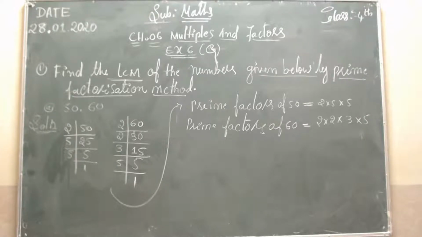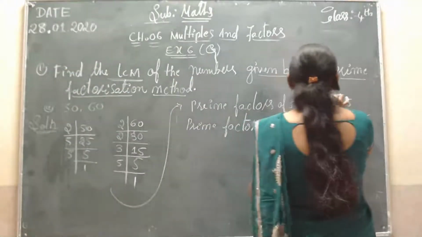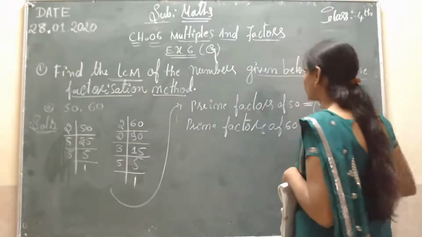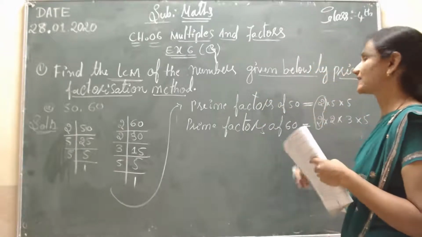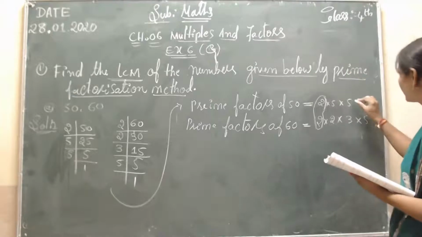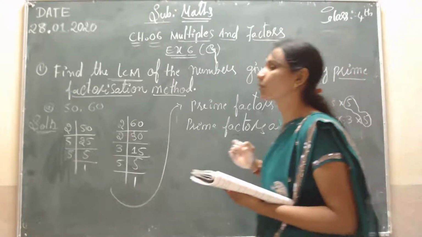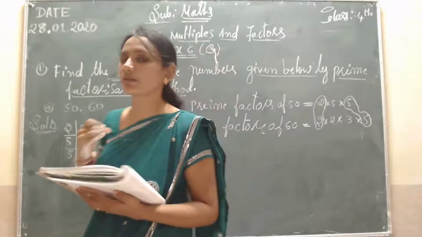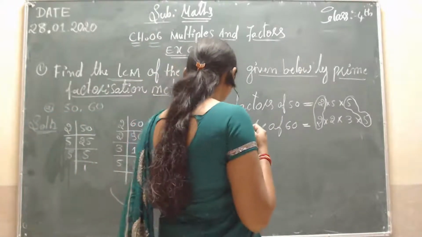So 2 is a common factor of both, students. 2 is a factor in both 50 and 60. Next, you see 5 is a common factor of the numbers 50 and 60. But students, see here.